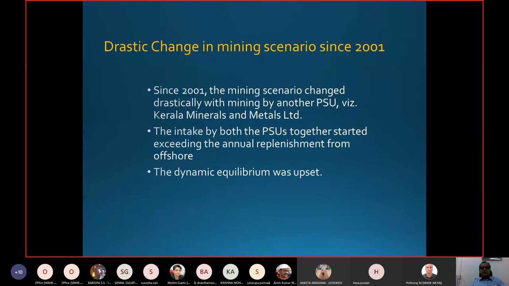As I said, in 2001 the mining scenario changed, because in 2001, I think two companies started mining much more than what we had given in 1999. And the intake was exceeding the annual replenishment from the offshore area. And the dynamic equilibrium was upset, because the equilibrium of this coast has been upset, as the two companies started mining much more than what we suggested.